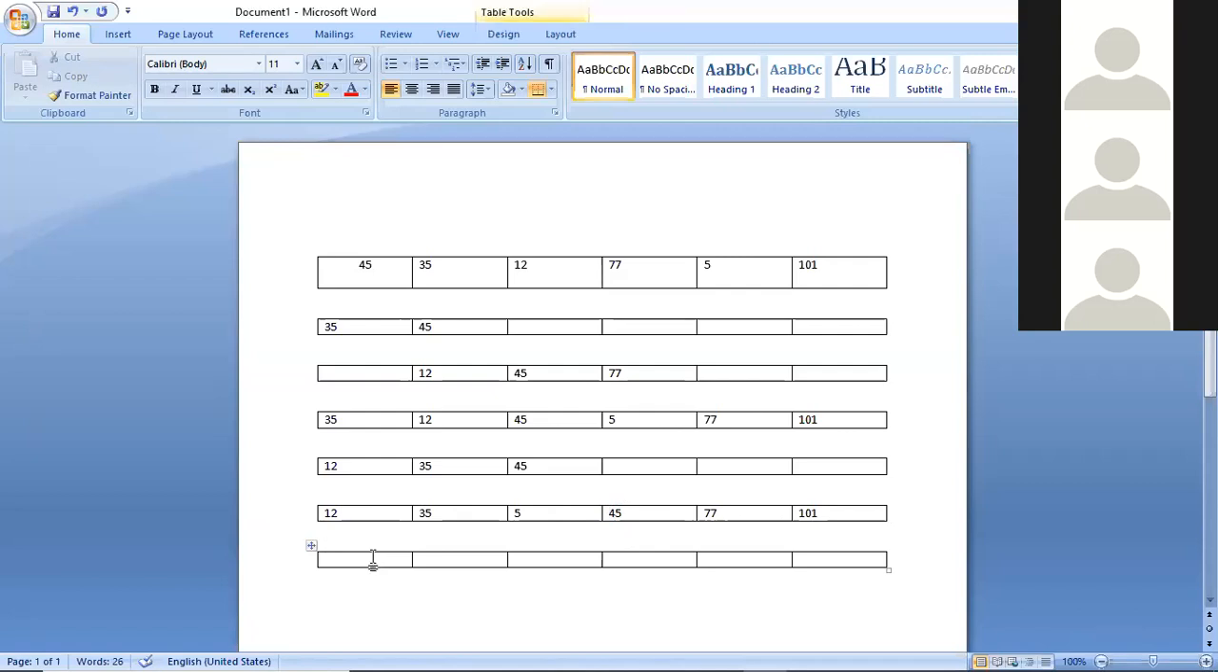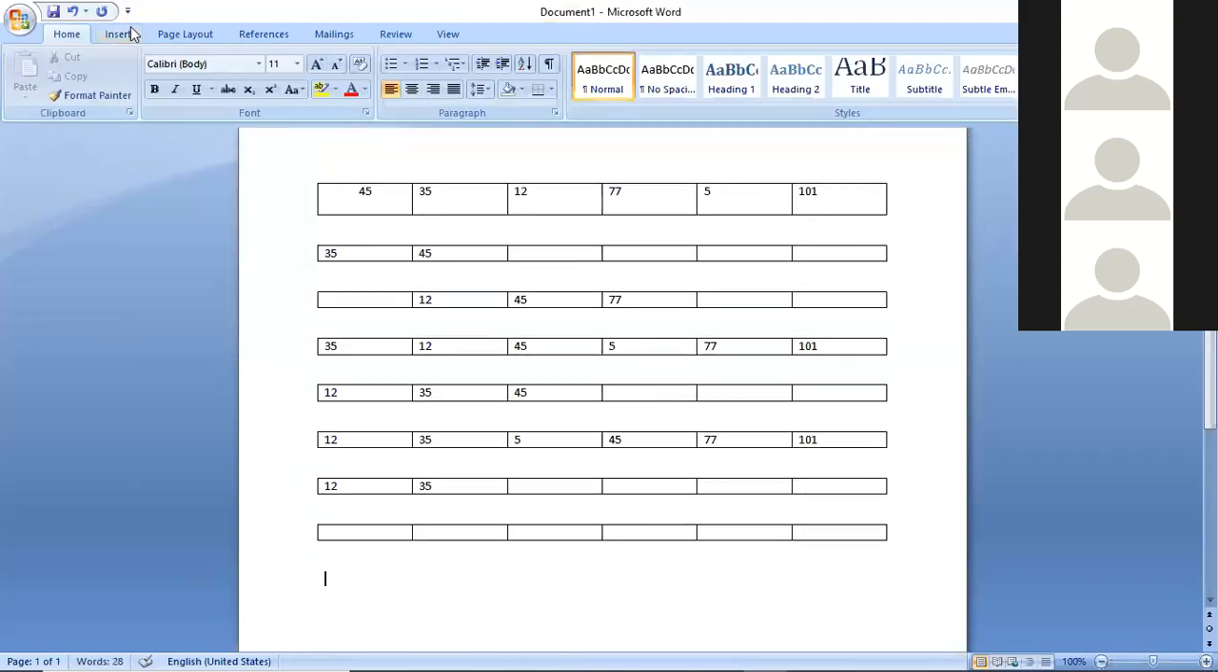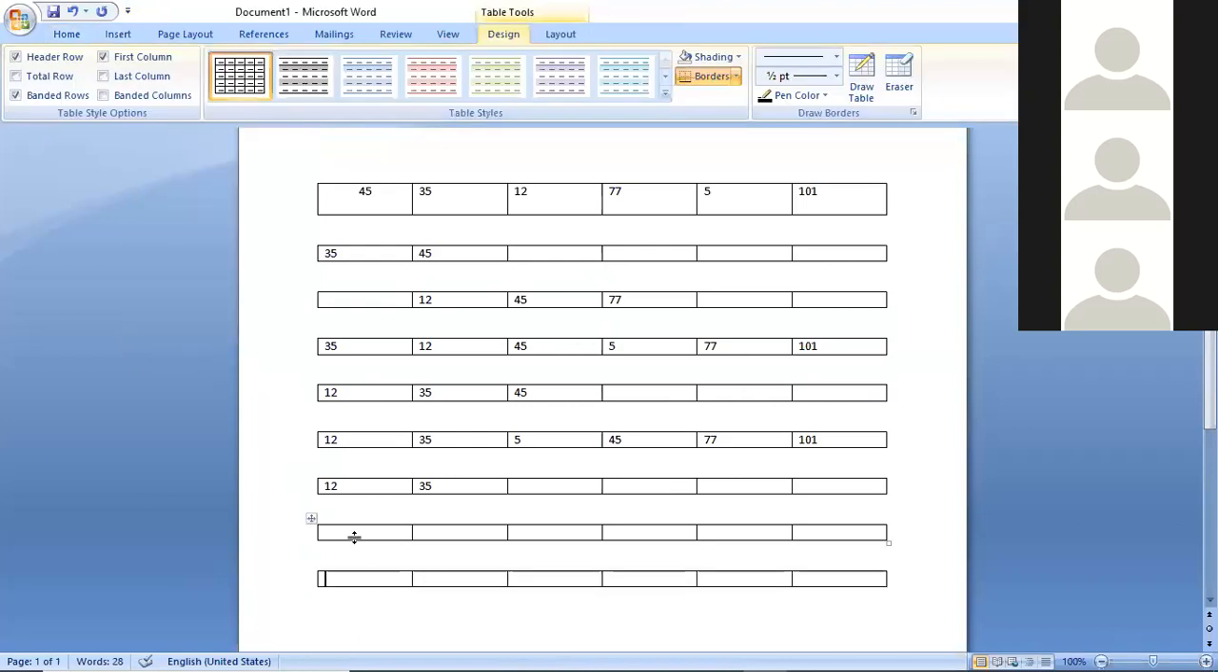Now just see, when you compare 12 and 35, 12 remains here and 35 remains, no swapping. But when you compare 35 and 5, what should happen? Swapping, sir. Now 5 comes here and 35 here, and the remaining positions are as they are: 45, 77 and 101.